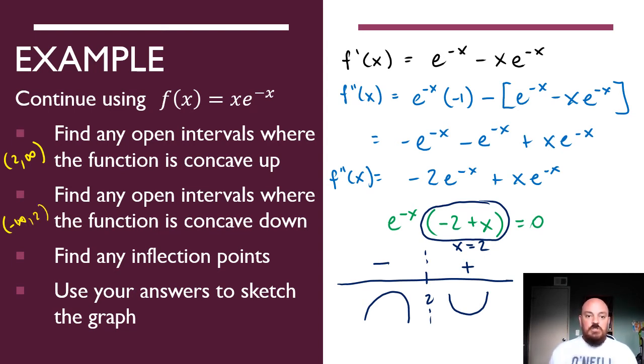It looks like we do have an inflection point. That would be 2 comma something. And to find the something, we go back to our original function, which I don't have written here, but our original function was y equals x e to the negative x. And if I plug in 2 for x, I get 2e to the negative 2.